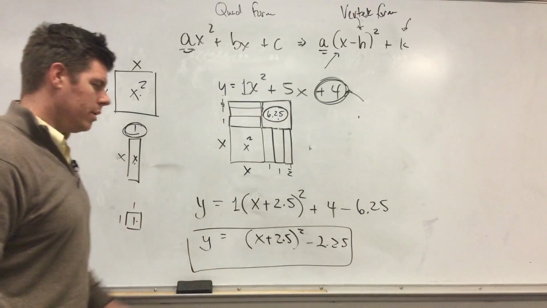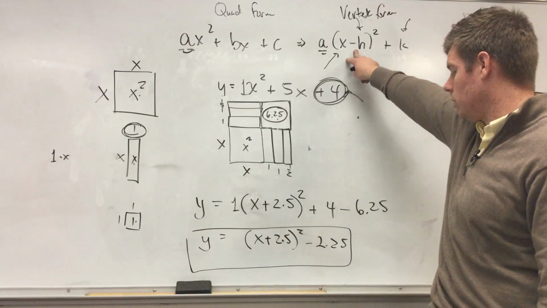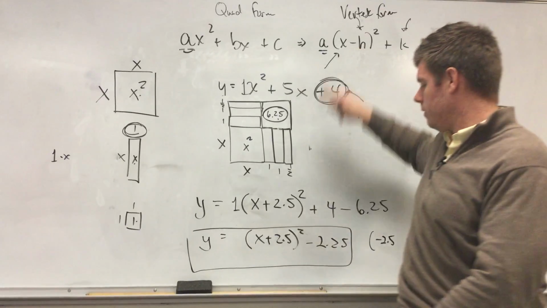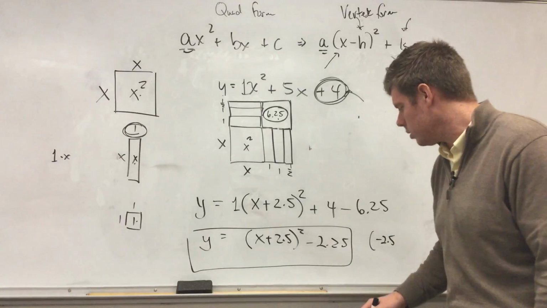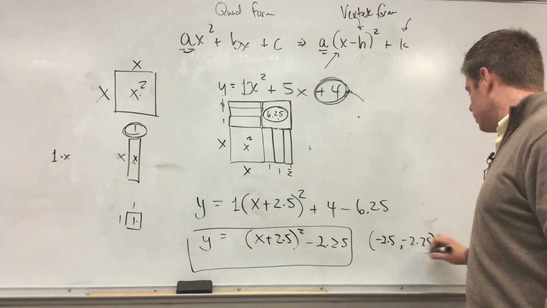And what I now know is that my h, so I know the vertex of this particular one, is going to be negative 2.5, because a negative to a positive means that this 2.5 was a negative interpretation part. And the k is going to be negative 2.25.